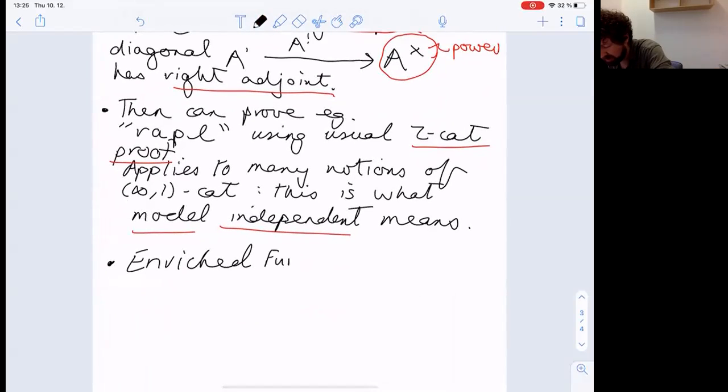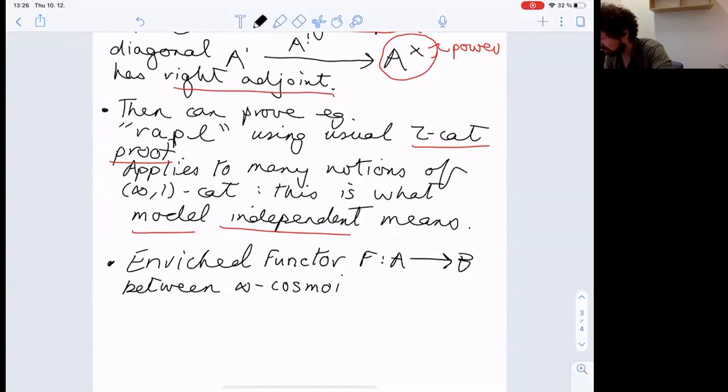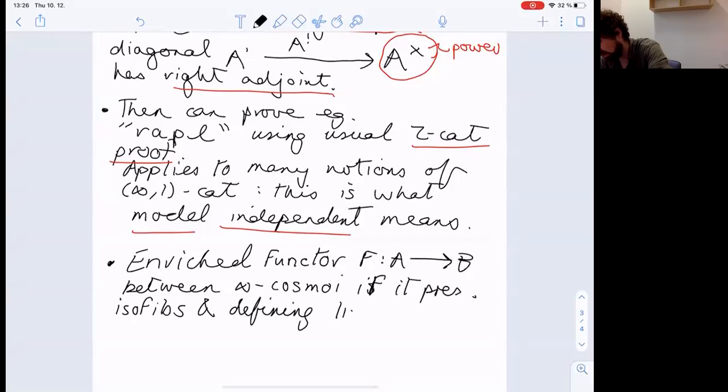Before I get on to the accessible infinity category stuff, I need to tell you a few more technical things because I'm going to use them again later. There's a morphism of infinity cosmoi, and it's what you think it should be. It's an enriched functor which preserves all the structure, so the isofibrations and the defining limits, of which I told you some.